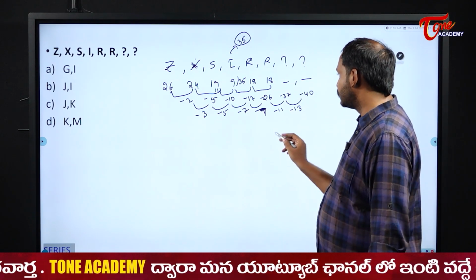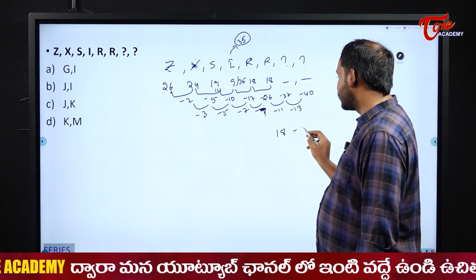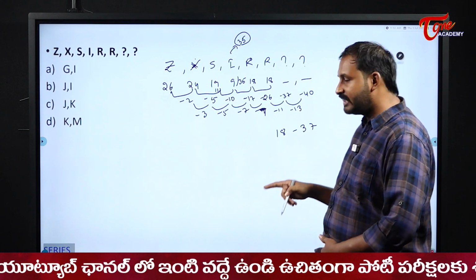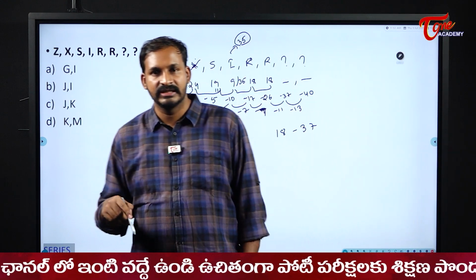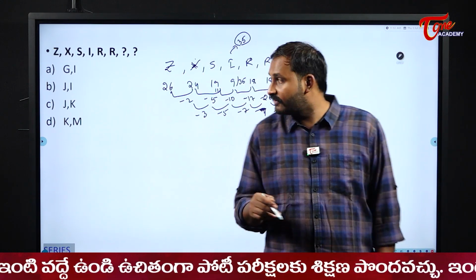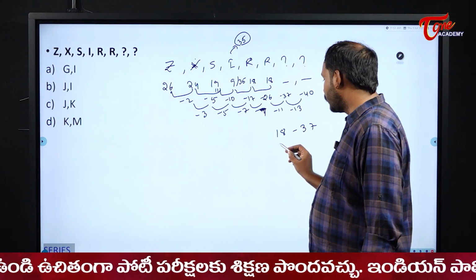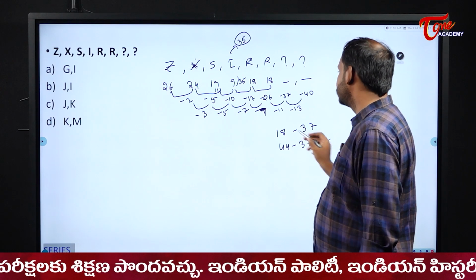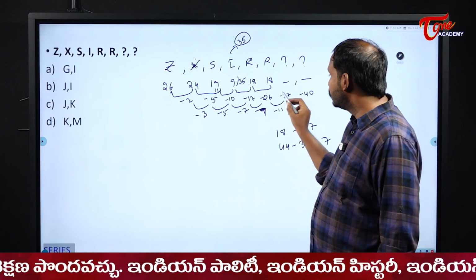So from R, 18 minus 37. Sir, how can I find 18 minus 37? Instead of 18, what can I take as the R value, students? 18 plus 26, how much? 44, right? 44 minus 37, what does it become? 7.